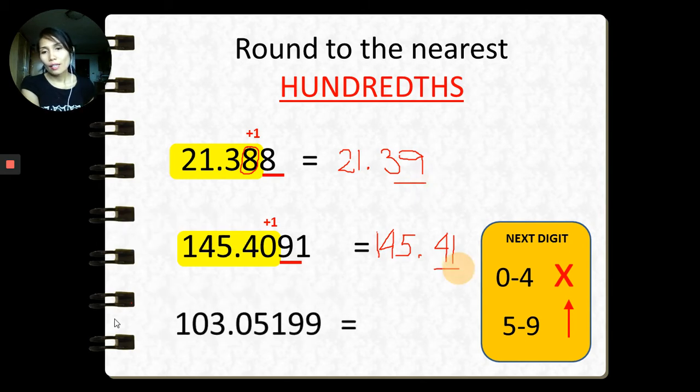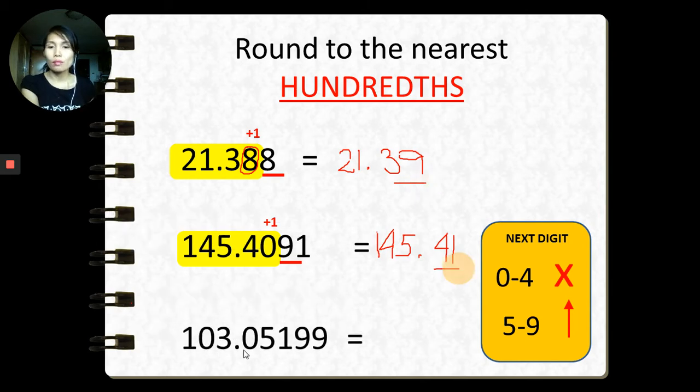Now let's try the last one, 103.05199. Okay, if there are more than 3 digits after the decimal point, then you can just name the digits one by one. 0, 5, 1, 9, 9, 6, 3, 2, 5, 8, like that. Okay.